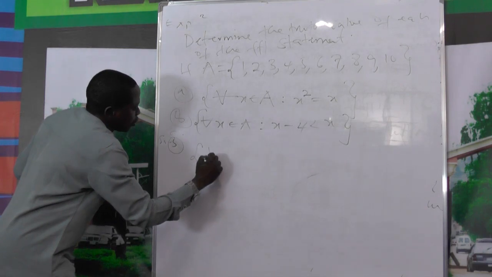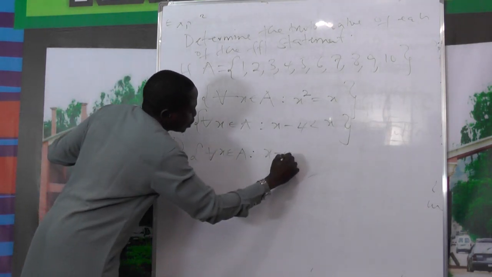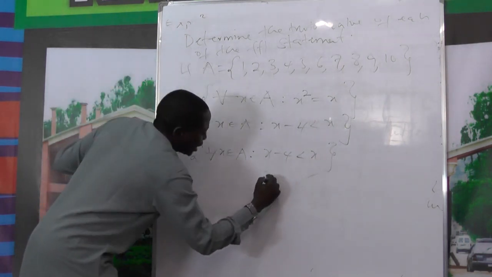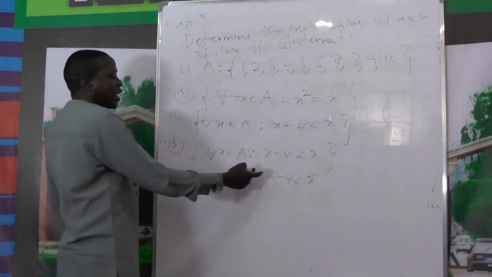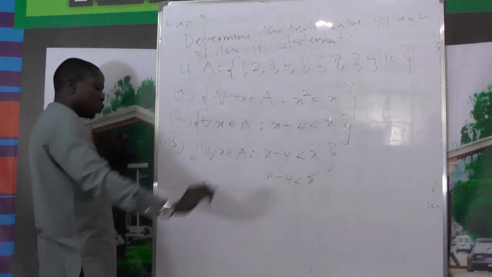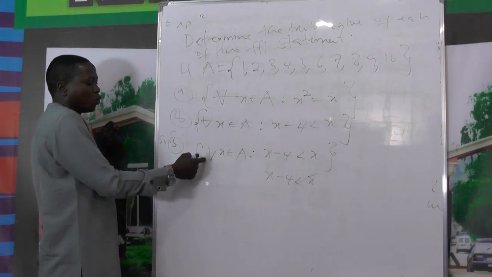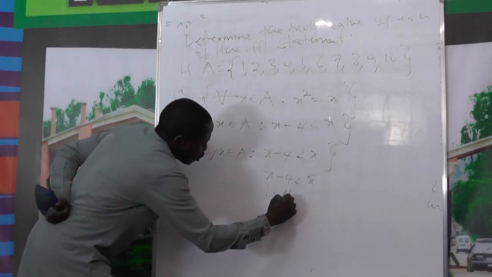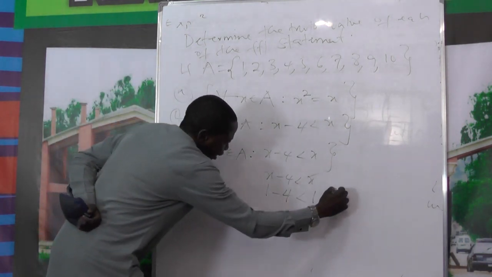What is the question? For all x in A, such that x minus 4 is less than x. Our condition here is x minus 4 less than x. And our x is taken from this set. It can be 1, like I said, up to 10. So now let's check one by one. And we are using for all. Remember, we are using for all. So now 1 minus 4 is minus 3. Minus 3 less than 1, yes.